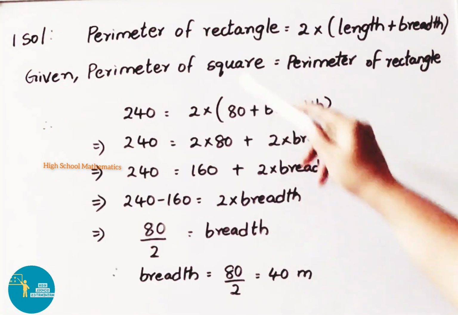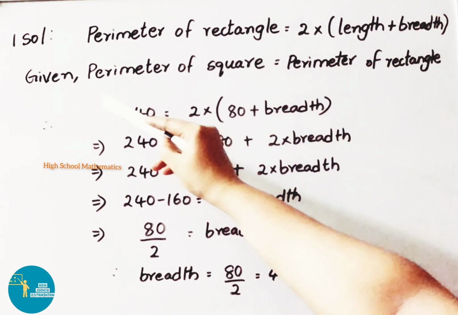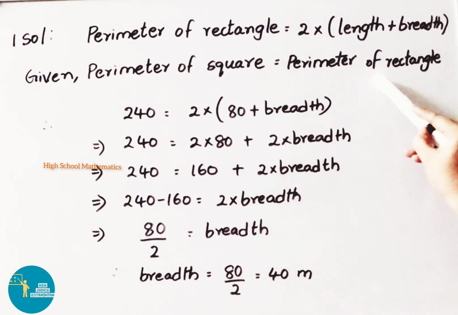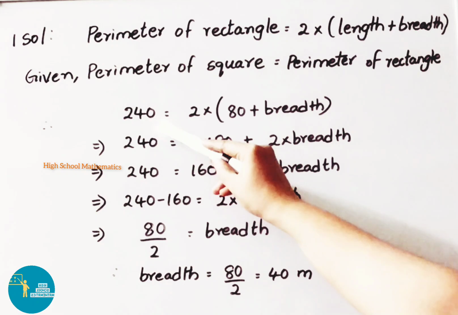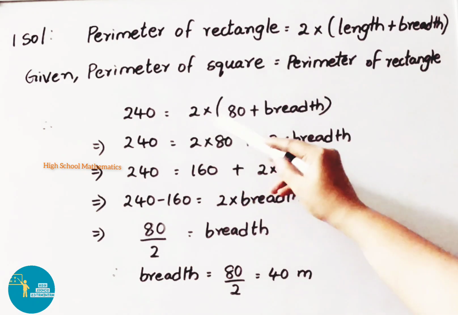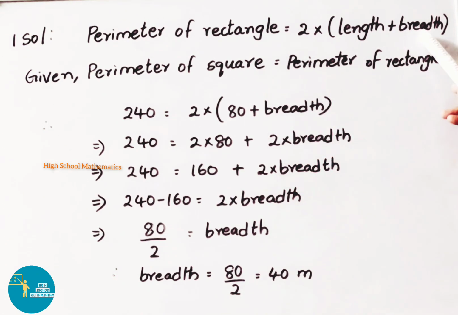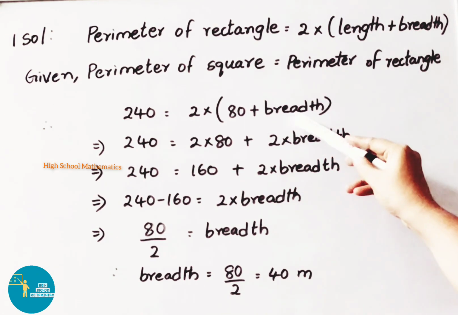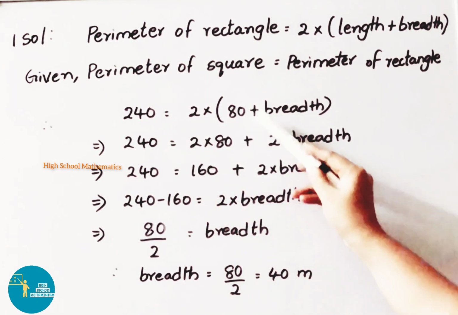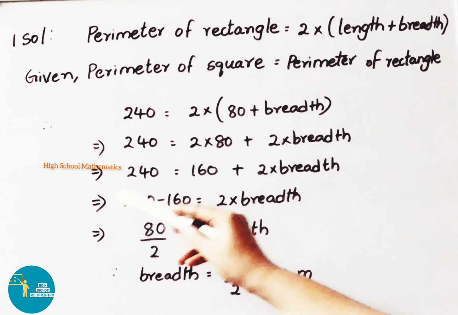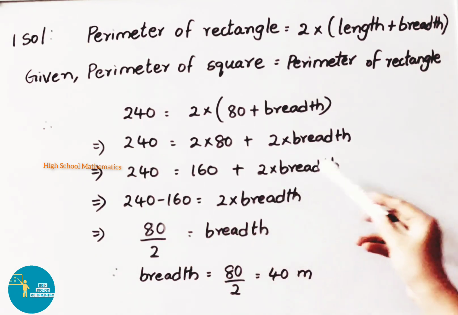See now, the perimeter of a rectangle, we know the formula, 2 into length plus breadth. In the question they have given that the perimeter of the square is equal to the perimeter of the rectangle. Therefore, the perimeter of the rectangle is 240 meters. That equals 2 into length, which we know is 80 meters, plus breadth, which is unknown. So write down breadth as it is. That implies 240 equals 2 into 80 plus 2 into breadth. That implies 240 equals 2 80s are 160 plus 2 times breadth.